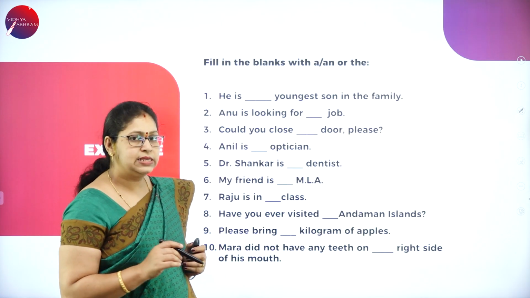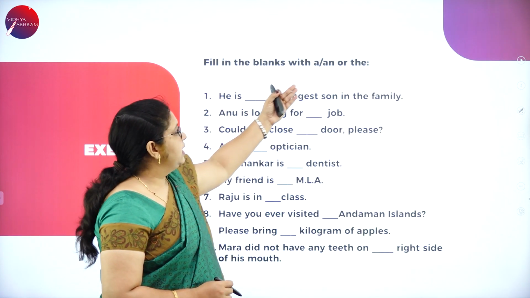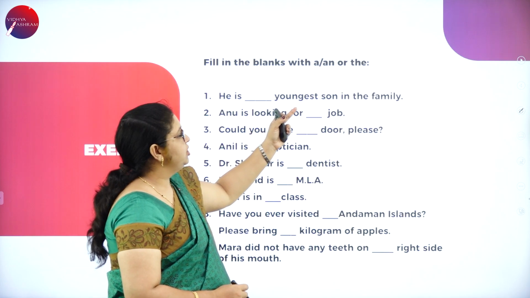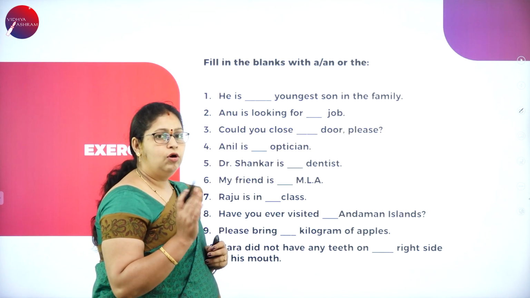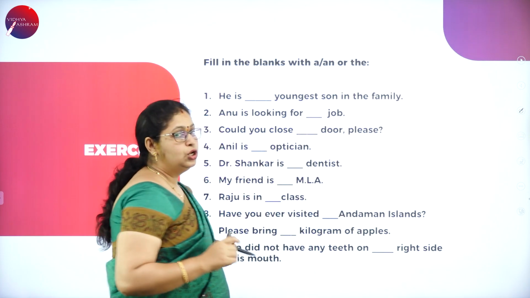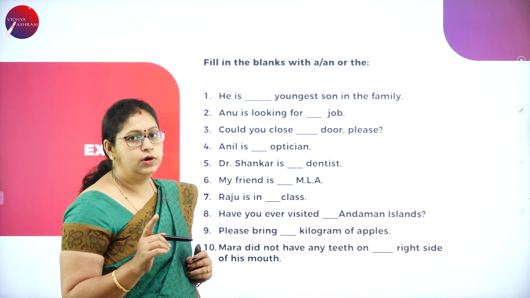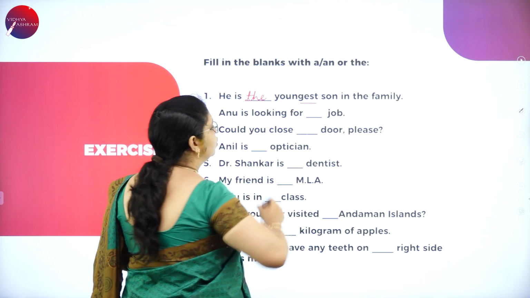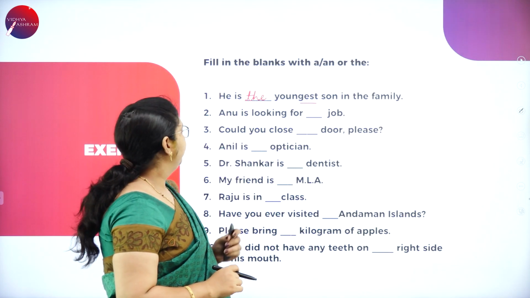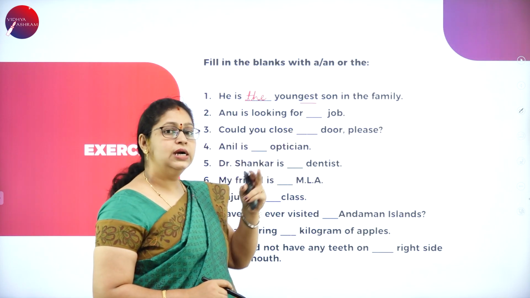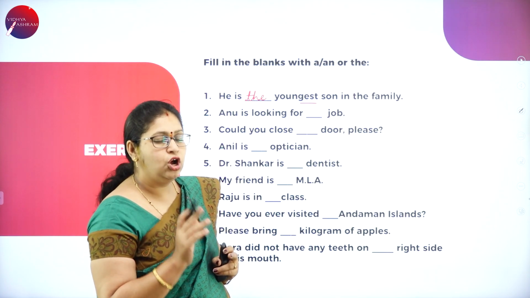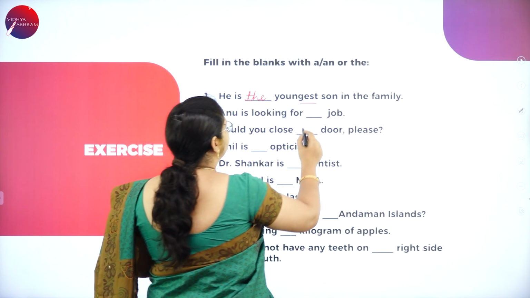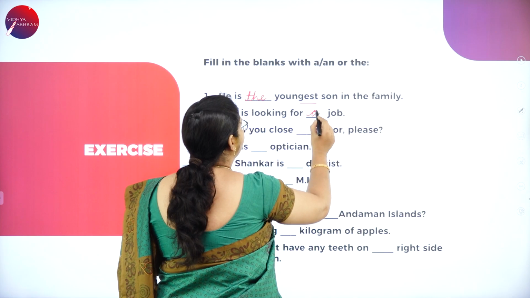Let us do some more exercises. Fill in the blanks with a or an or the. He is dash youngest son in the family. Observe. Youngest, it is a superlative degree word. So we use the because of the superlative degree used here. Anu is looking for a job. It is a job, one job she is searching for, and the first time in the sentence. So we use a job.